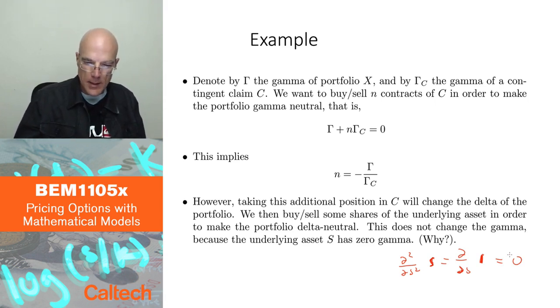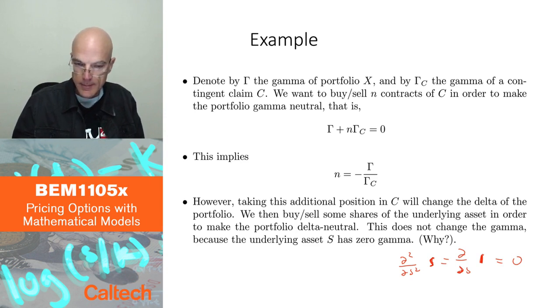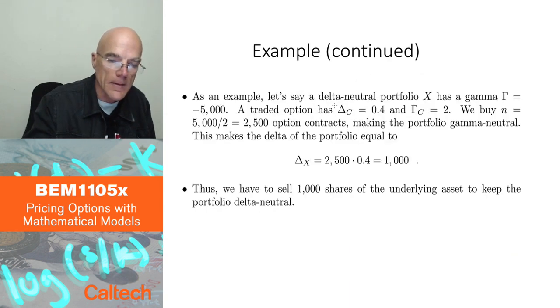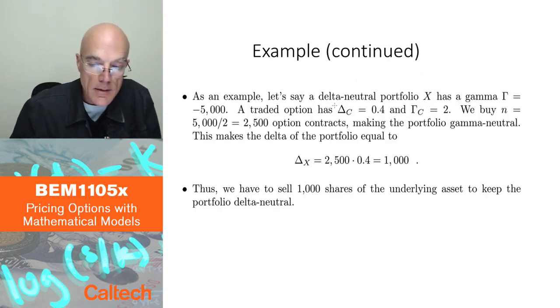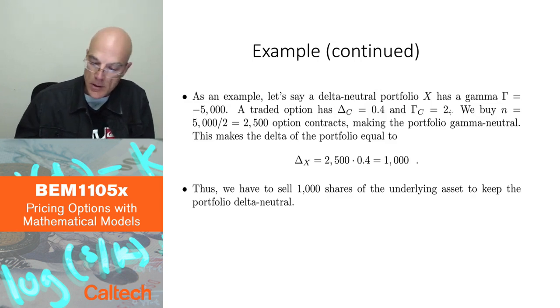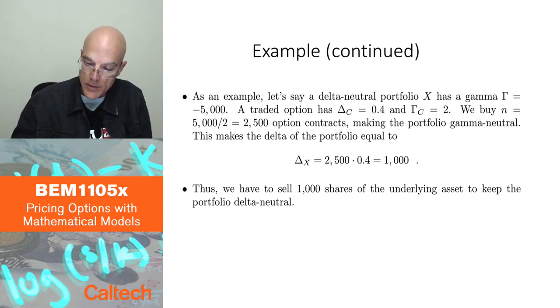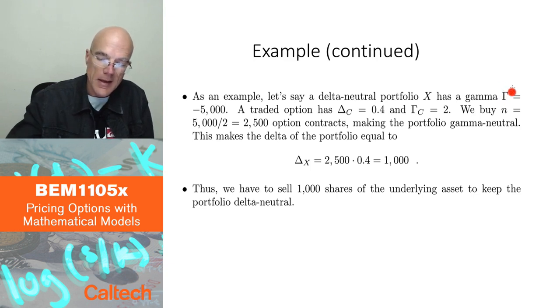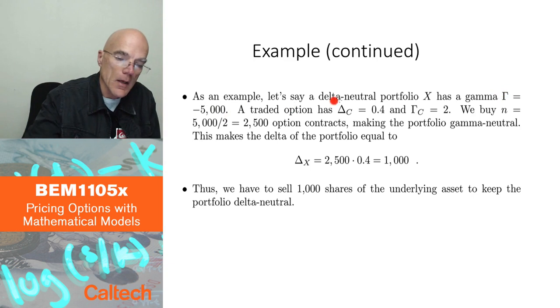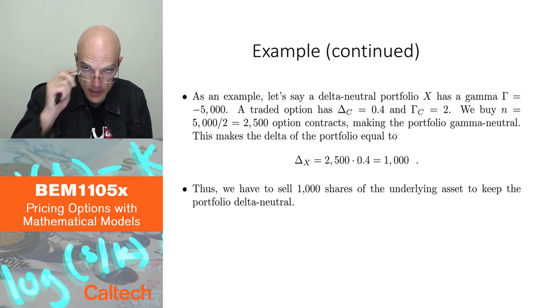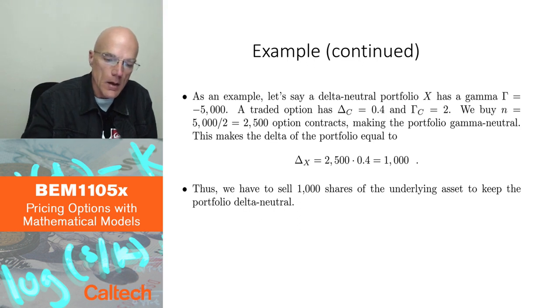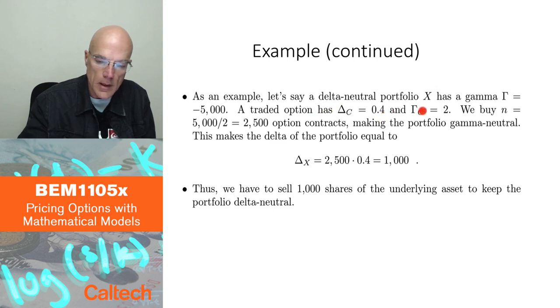All right, this was an example without numbers. Let's do the same example with some numbers. Let's say that you have a portfolio which is delta neutral, meaning it has delta equal to 0. And it has highly negative gamma, minus 5,000. And you don't like that. We already said high gamma may not be good, especially highly negative gamma. And let's say you want to make gamma equal to 0, and there is an option that you can buy or sell which has delta equal to 0.4 and gamma equal to 2.